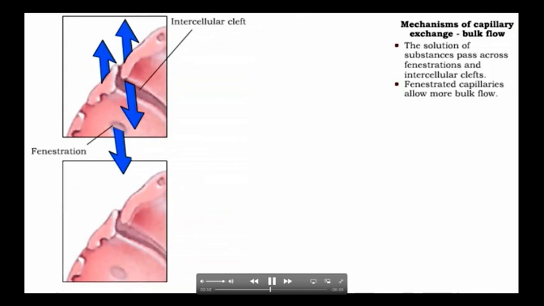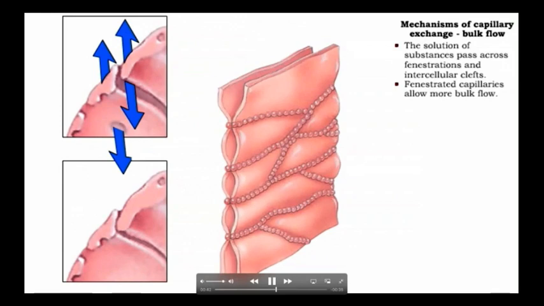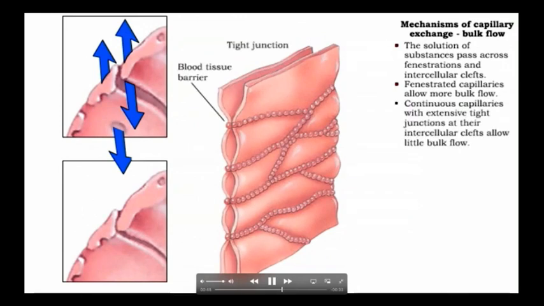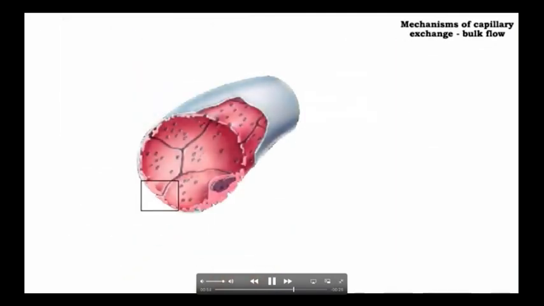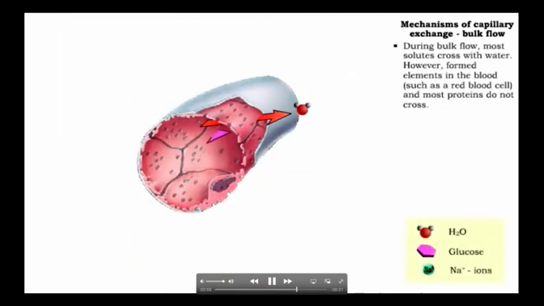Fenestrated capillaries allow more bulk flow than continuous capillaries. Tight junctions at the intercellular clefts of continuous capillaries allow little bulk flow. Most solutes can cross with water. However, most larger proteins and formed elements in the blood, such as red blood cells, cannot pass through the fenestrations of the endothelial cell.